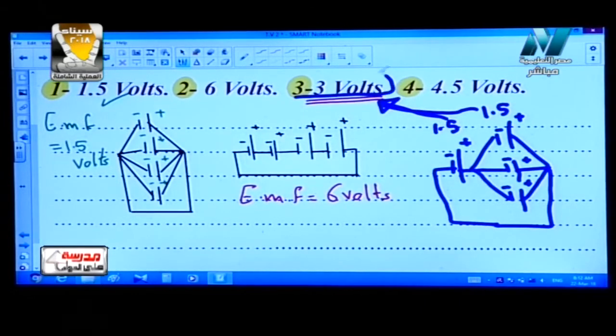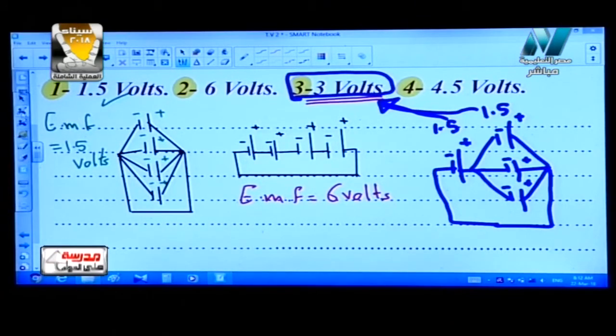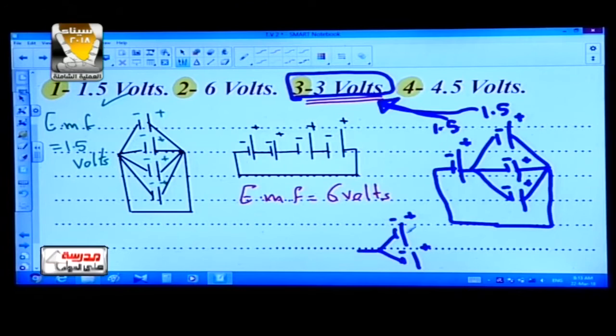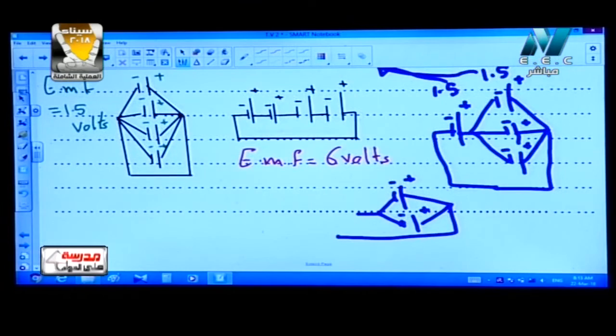We can answer it in another way. Here we connect two electric cells in parallel connection and two electric cells in parallel connection. How? Like that. Two electric cells here in parallel equal 1.5 volts. And on the other side we connect two other electric cells in parallel connection.